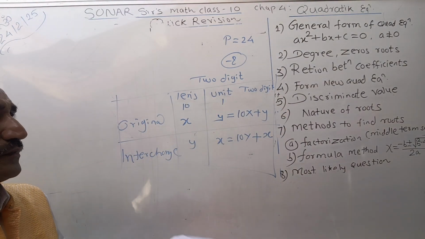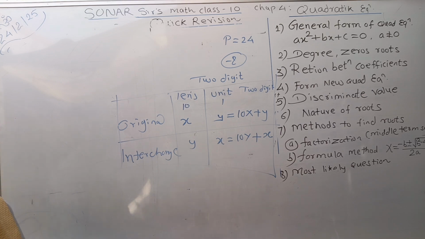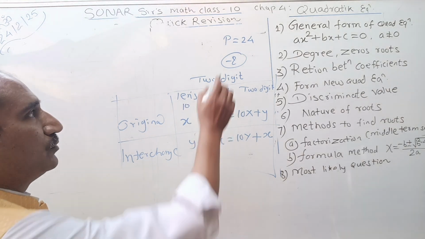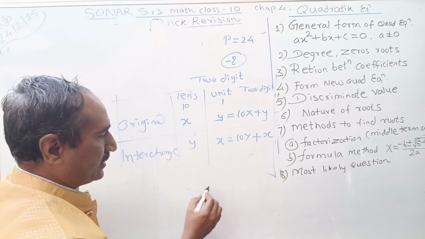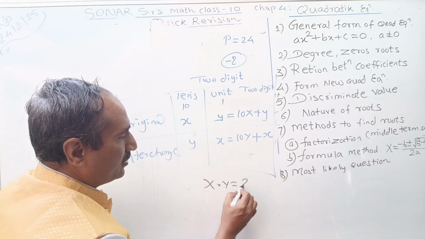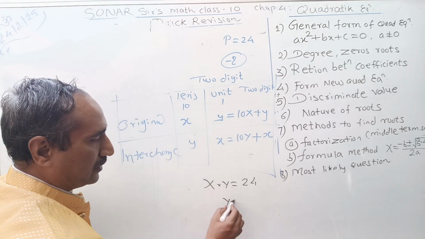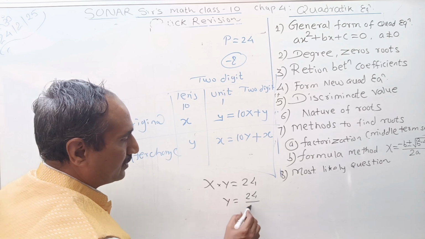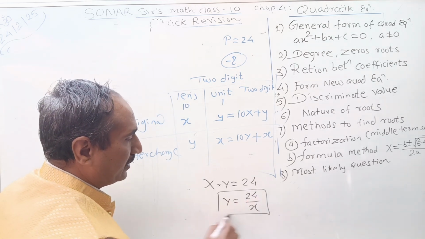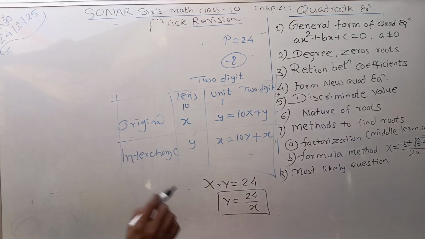So according to the condition, now we'll solve this question. Now the product of the digits is 24. So x into y is equal to 24. So we can replace y by x. What is the value of y? y is 24 upon x.